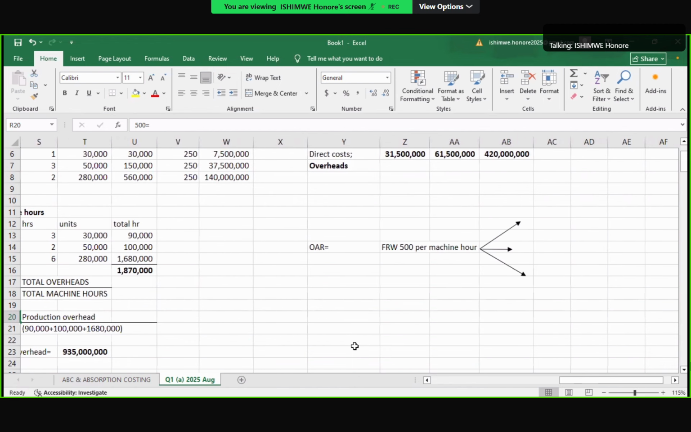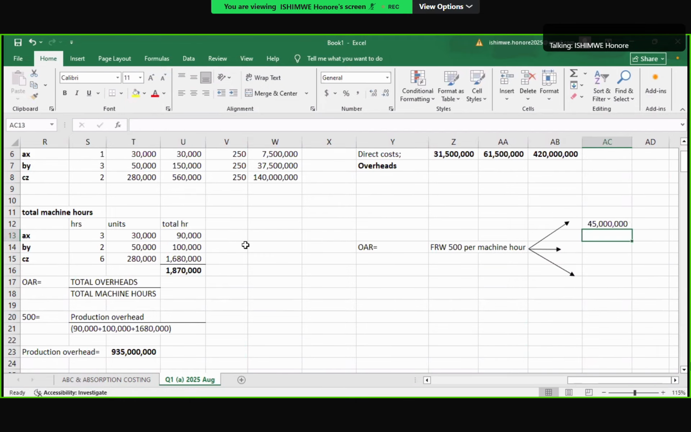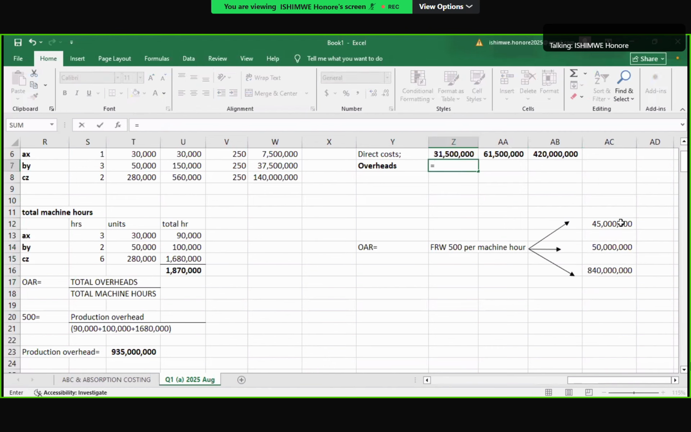So I get the cost to put there. Automatically take 500, then I multiply by this 90, get 45. Also here it is that 500, then I multiply by 100. Here also the same story, this times 500. So I add them to get my total overhead.